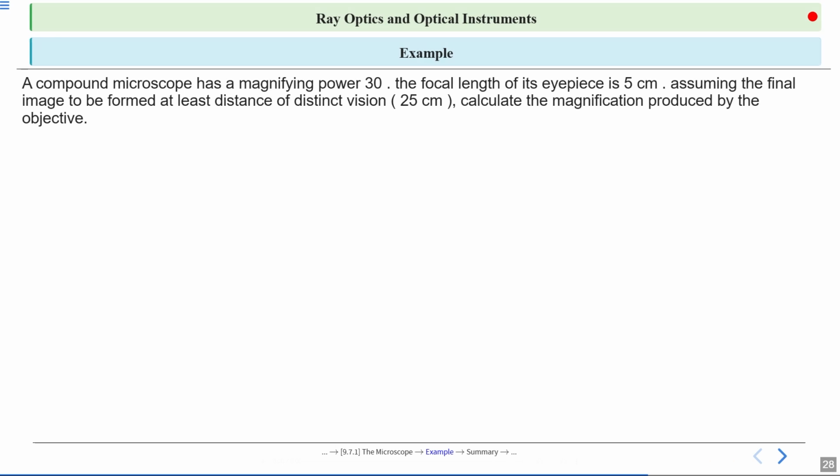So we are given a compound microscope with a total magnifying power of 30 and an eyepiece of focal length 5 centimeter. The final image is formed at the least distance of distinct vision, which is 25 centimeter. We need to calculate the magnification produced by the objective lens. Okay, magnifying power m, this is the total magnification provided by the microscope, given as 30. Focal length of eyepiece Fe is given, the distance at which the eyepiece lens focuses light, as 5 centimeter. And least distance of distinct vision D, the closest distance at which the eye can see an object clearly, is typically 25 centimeter.